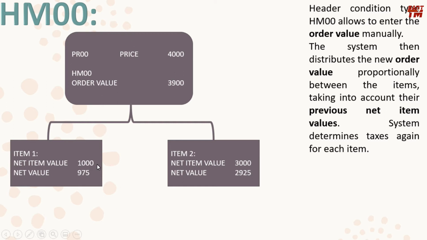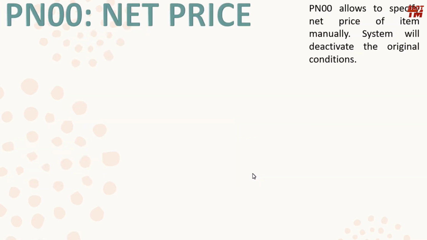This is only done by the SAP employee who wants to sell the order or specific items at his own price. Here it is showing that PR00 4000, which was previously defined in this order, is now deactivated and 3900 will work, and here also 1000 and 3000 get deactivated and 975 and 2925 will work. Okay, let us come to the next condition type, that is PN00 net price.